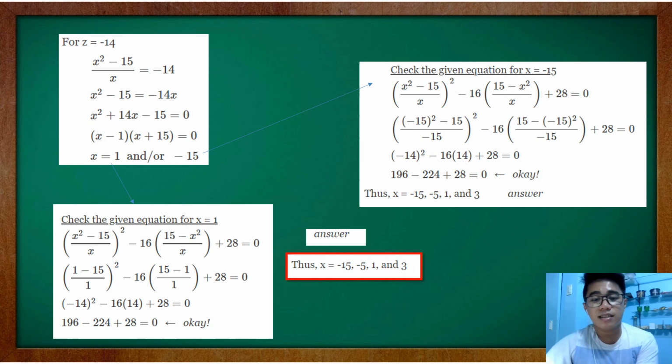That means that our first na nakuha natin kanina, yung negative 5, including yung 3 kanina at saka yung 1 at saka negative 15. Okay? Yung apat na po yan is tama. So those are the values of x. Whenever it satisfies the equation, that is always the right value for the x. Pero pag hindi niya na-satisfy, that is wrong. Okay? Tandaan nyo, that is wrong.